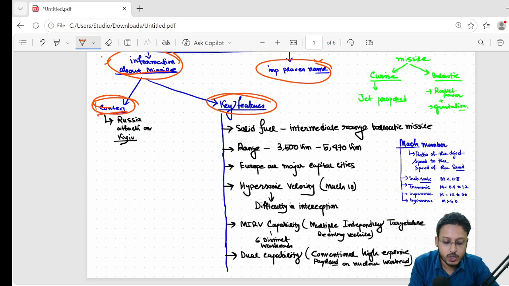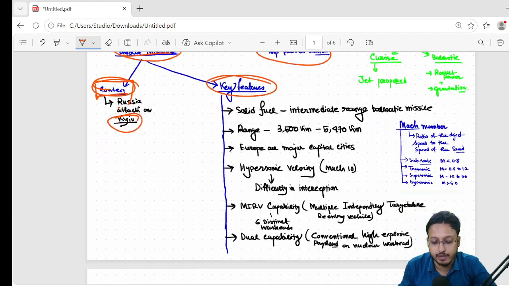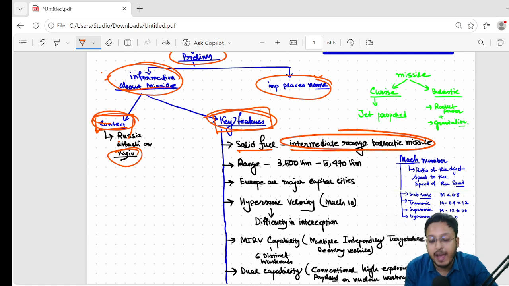Main content. What is the context? Recently Russia attacked Ukraine, and to attack, Russia used this Oreshnik missile. Now we need to understand what the Oreshnik missile is. First, the key features. This is a solid fuel intermediate range ballistic missile. So the first information you have to remember is that it is a ballistic missile and intermediate range.